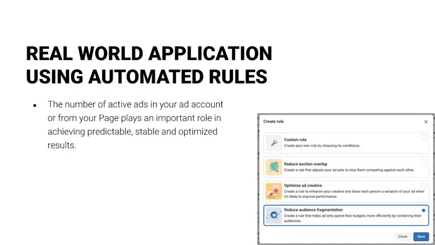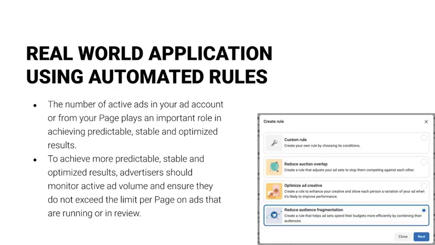All right. The other thing is reduce audience fragmentation. The number of active ads in your ad account or from your page plays an important role in achieving predictable, stable, and optimized results. To achieve more predictable, stable, and optimized results, advertisers should monitor active ad volume and ensure they do not exceed the limit per page on ads that they're running or in review. For a lot of people, that's, I believe it's 100 or 150 ads.